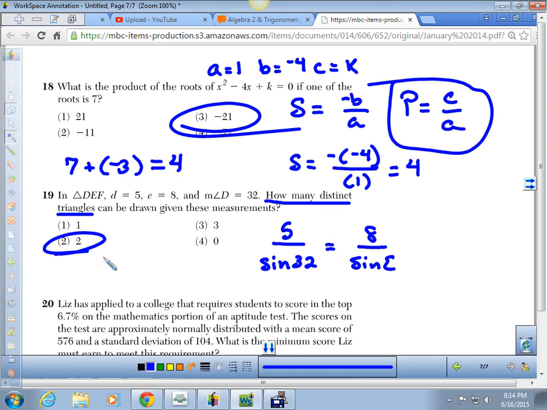If only one of them worked, then it's 1. If neither of them worked, it's 0. Usually what happens when none of them work is that sine is going to be equal to something that's greater than 1 or less than -1. You can't take the inverse sine of that. Your calculator won't even let you. Okay. All right, with that one? Moving on.